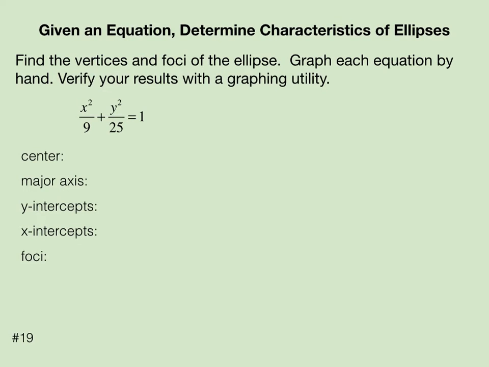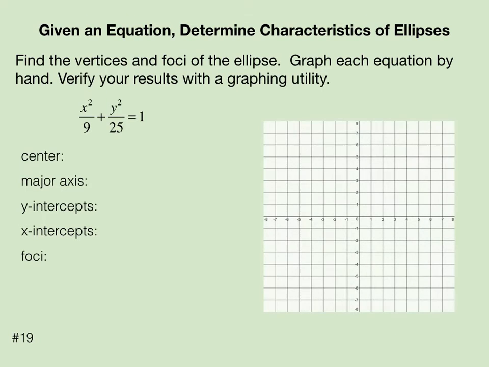So now let's take a look at the next problem. We are asked to graph this equation by hand. We're supposed to find the vertices and the foci and to verify my results with the graphing utility. While we're just getting our feet wet with ellipses, I'd rather start with the graph using Desmos. The graph of this ellipse looks like this. What I want to do is make sense of the characteristics of the graph and see where I can notice those characteristics in my equation.